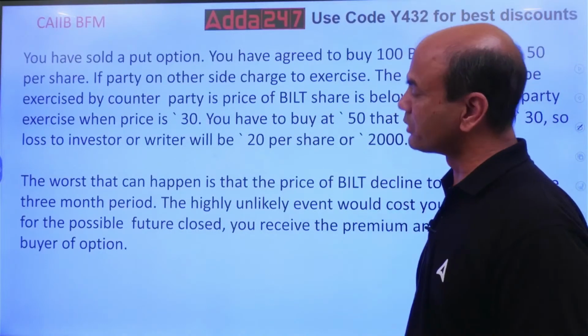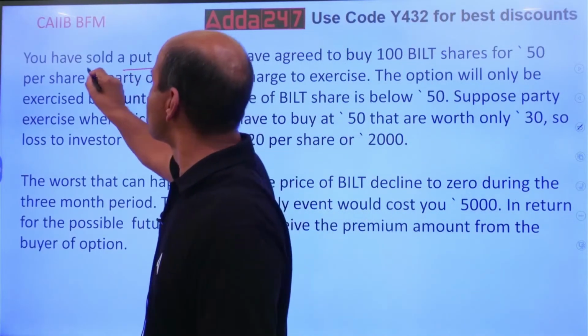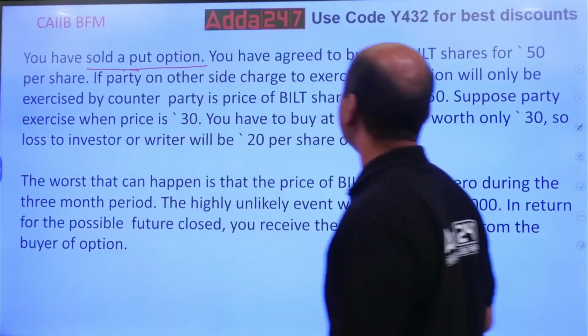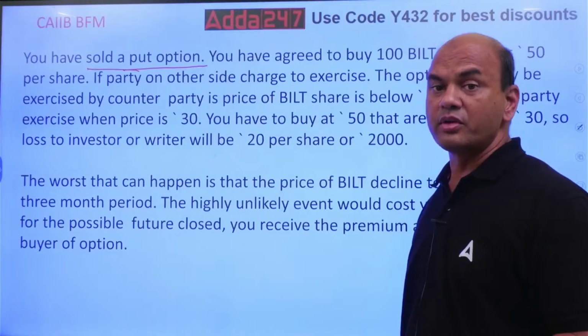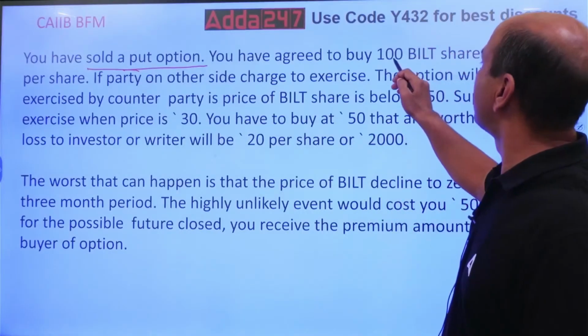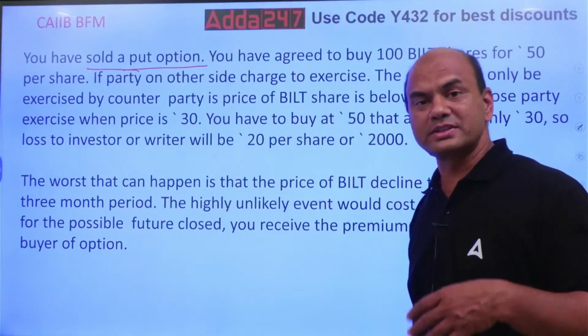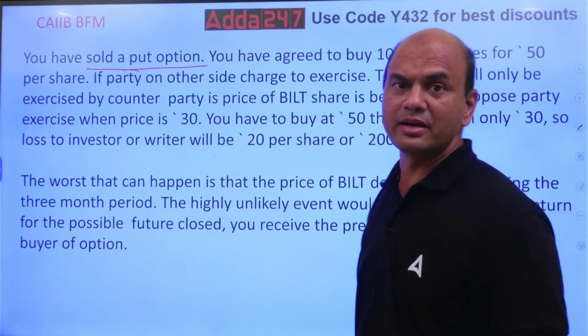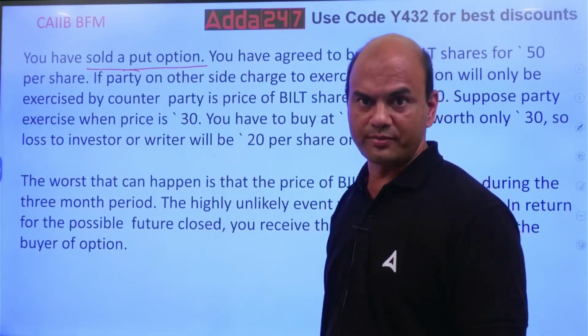You have sold the put option. Sold the put option means what? You have agreed to buy 100 Bilt shares for 50 per share. So whenever you are selling, what do you mean by that? That this share price will not go below 50.